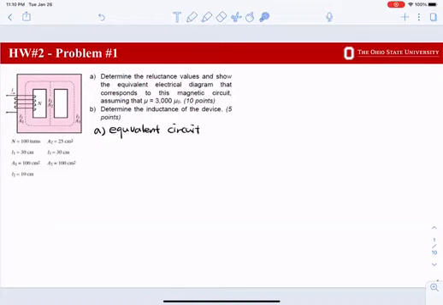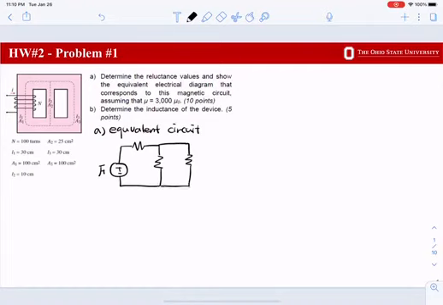There is the input source here, and as you can see, we have the reluctance here. That means we have the magnetic flux source and one reluctance, another reluctance, and also another reluctance. That is reluctance 1, reluctance 2, reluctance 3.